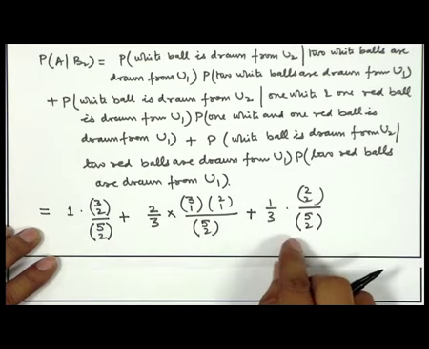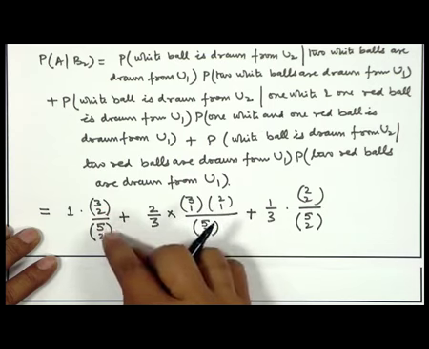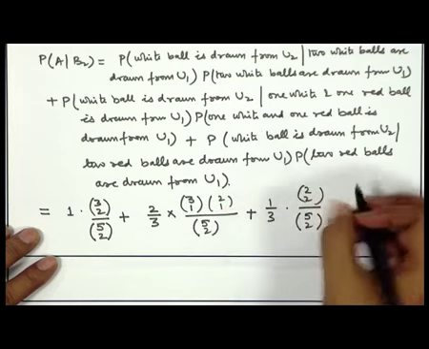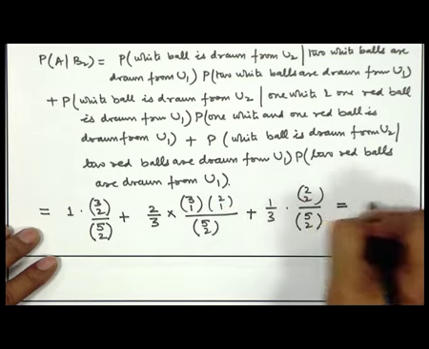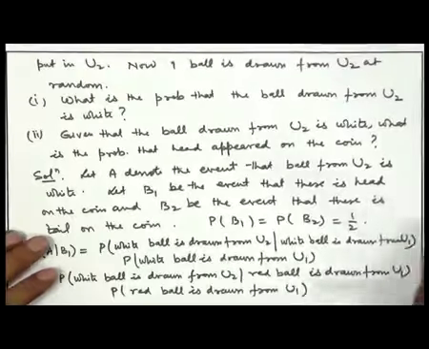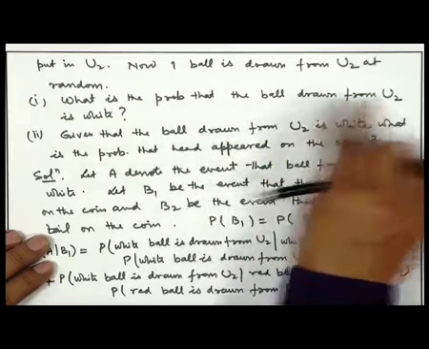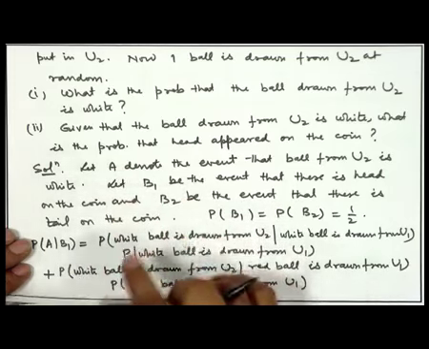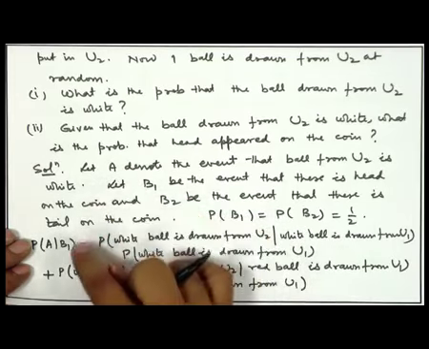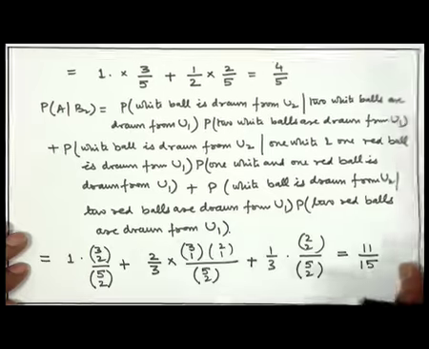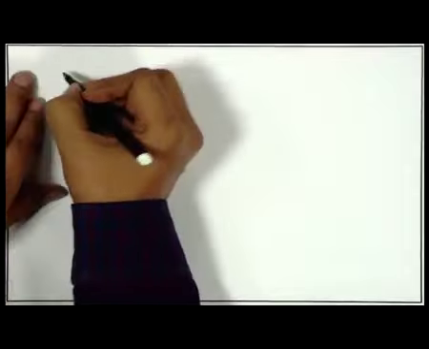Now, these expressions one can easily simplify. 3C2 is 3, 5C2 is 10, 3C1 is 3, 2C1 is 2, 2C2 is 1. So, after simplification this value becomes 11 by 15. Now, you see we are asked to calculate the probability that the ball drawn from U2 is white. This is the event A. We have calculated the probability of A given B1 and the probability of A given B2. So, we apply again the theorem of total probability.